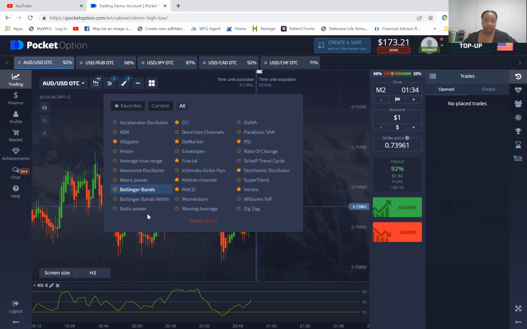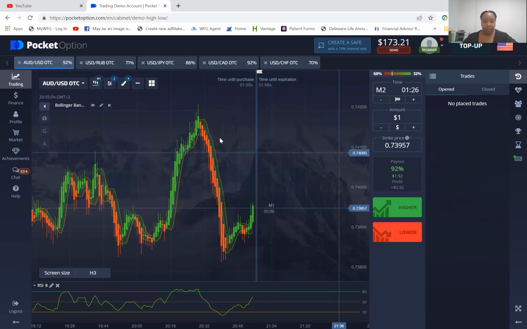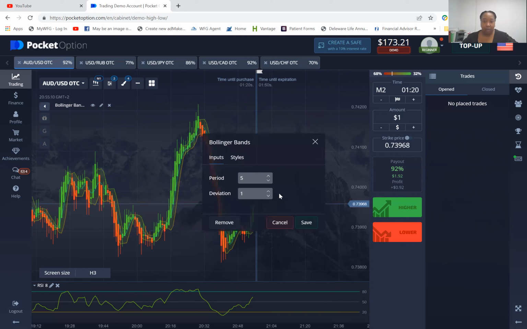The second indicator that I'll be using is Bollinger Bands. And let's see, I'm going to set the period to 5, and the deviation will be 2, okay?